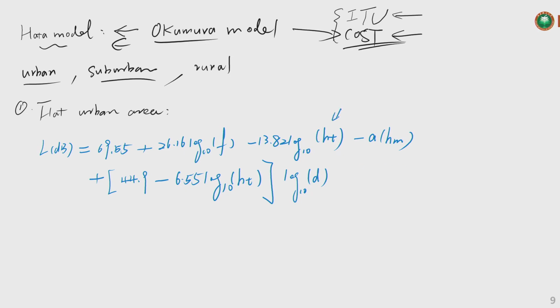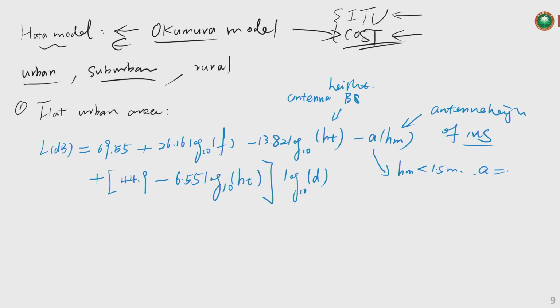So this one is related to the antenna height of the base station. HM is the antenna height of the mobile users, and A(HM) is related to the height, but it is a function of that one. For example, if HM is smaller than maybe 1.5 meters, it can be taken as 0.